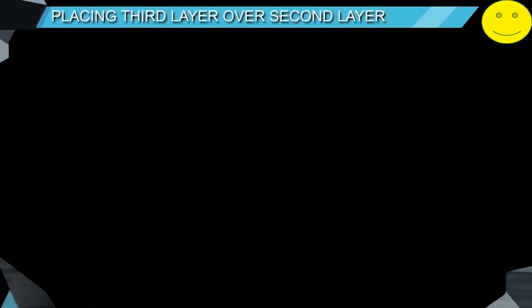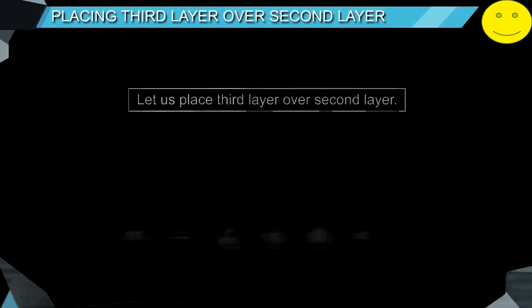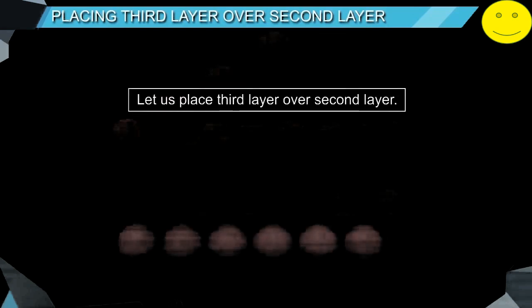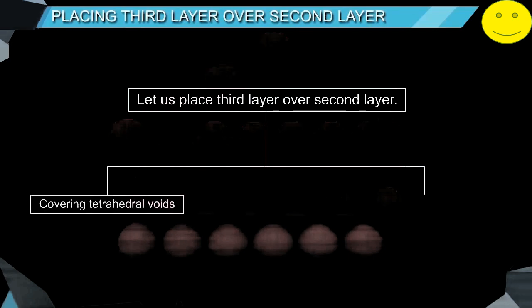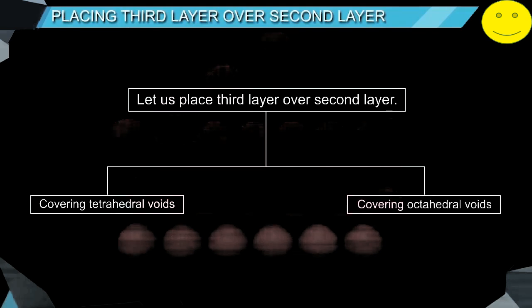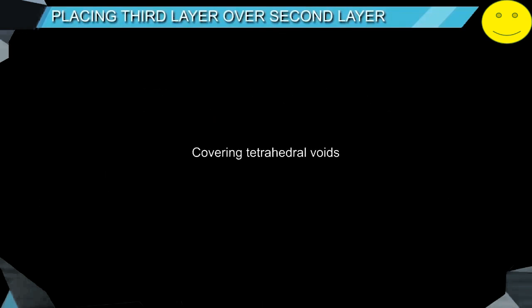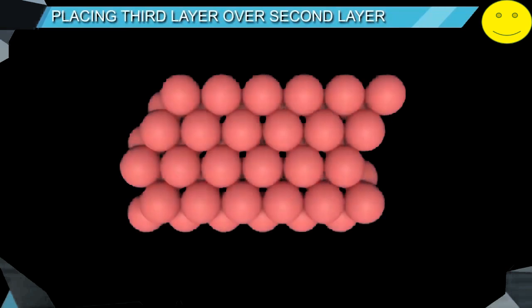Placing the third layer over the second layer. Now let us place the third layer over the second layer. Arranging the third layer over the second layer can be done in two ways. First, by covering the tetrahedral voids. Second, by covering the octahedral voids.